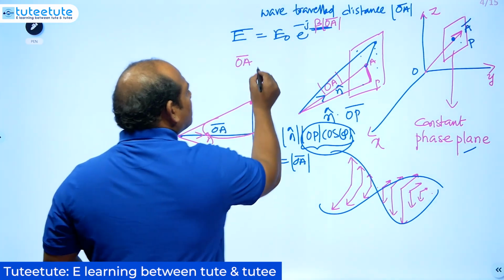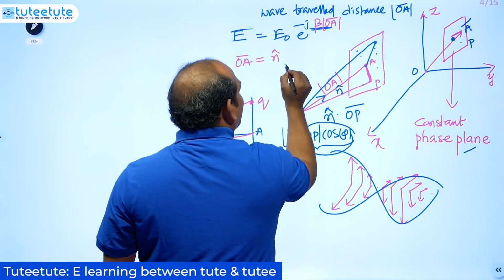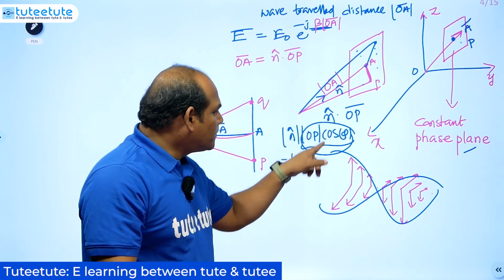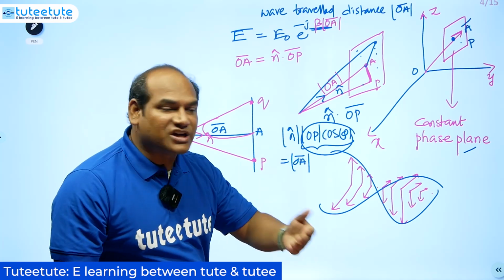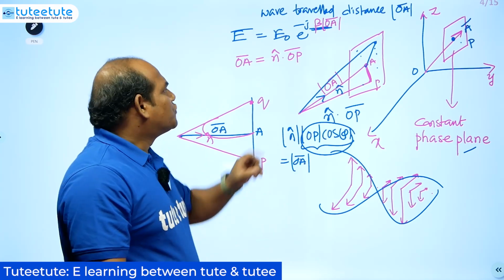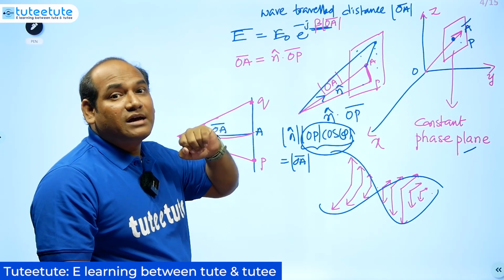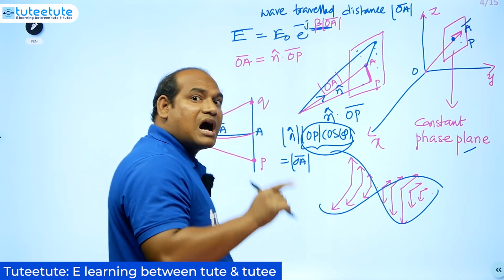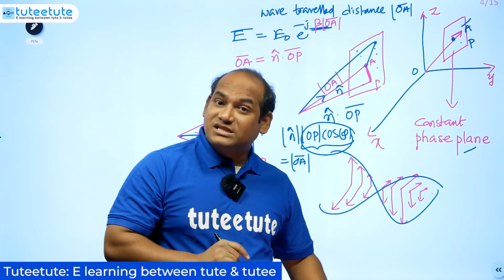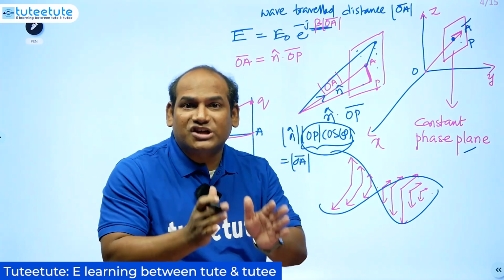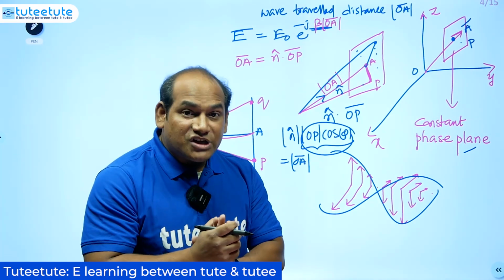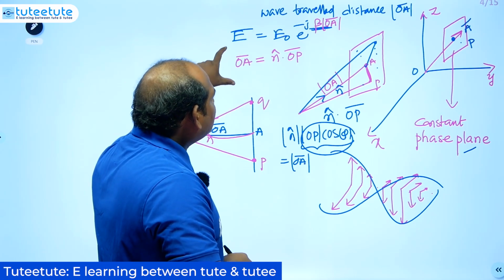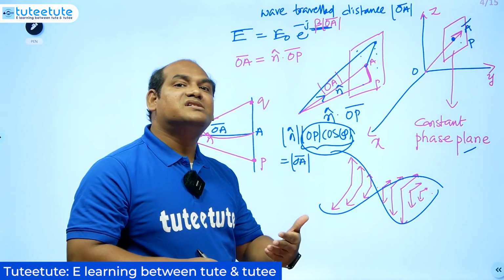So this OA we can now define as N cap dot OP bar. Here I have already shown that N cap dot OP bar is nothing but the projection, that is OA bar. So why have we taken it like this? Simply, we could take OA bar now, but we have to maintain this constant phase plane concept. So all the points on that particular constant phase plane have the same projection. What is that projection? OA bar. So we are defining this, and we have written the equation according to the definition of the constant phase plane.